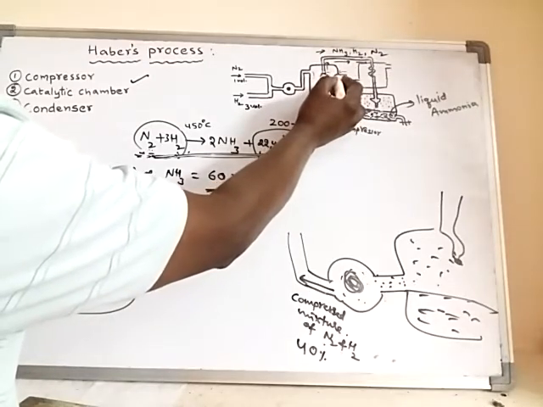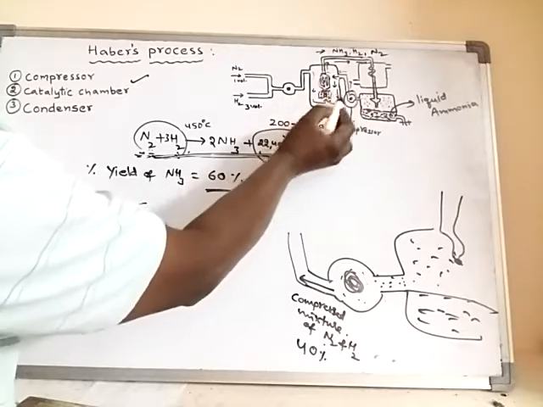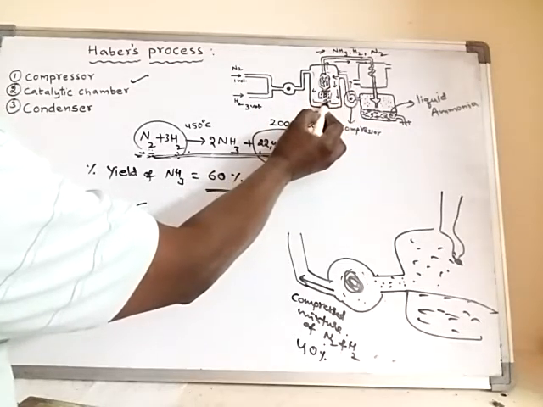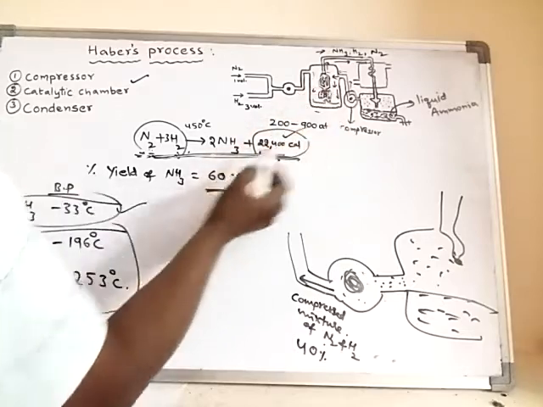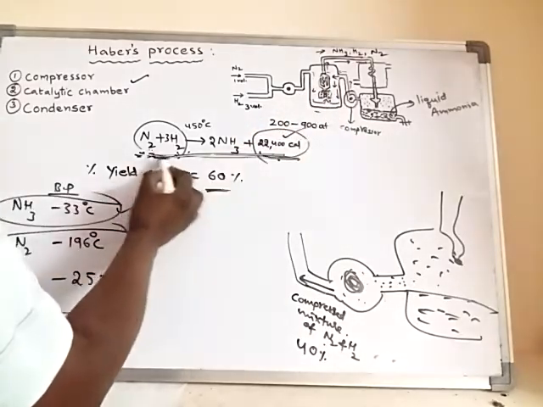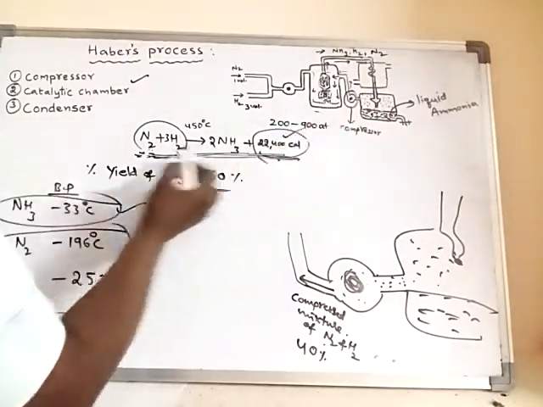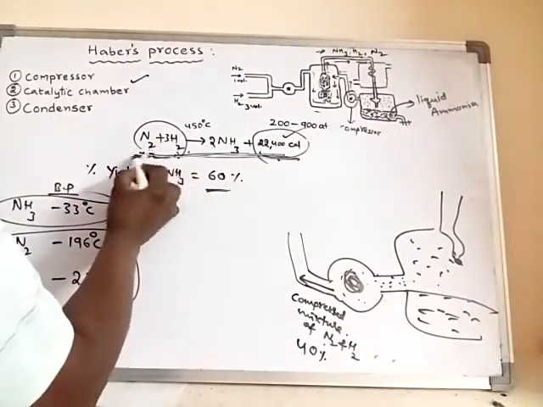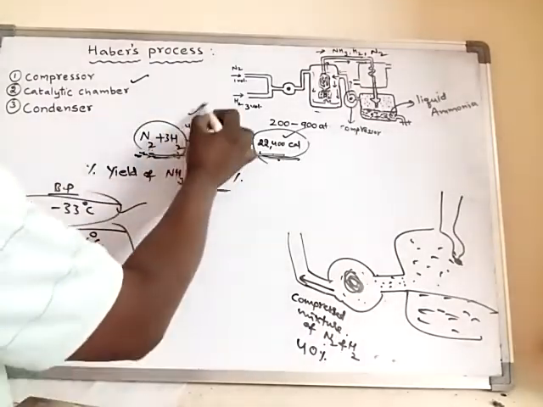So this is the catalytic chamber. Slowly it will enter into this catalytic chamber and slowly come down. Slowly it will again enter into this catalytic pipe, and again they participate in the same reaction. Again this nitrogen and hydrogen mixture will react with each other to form ammonia gas at 450 degrees centigrade temperature.